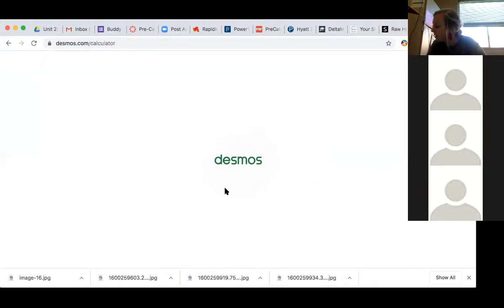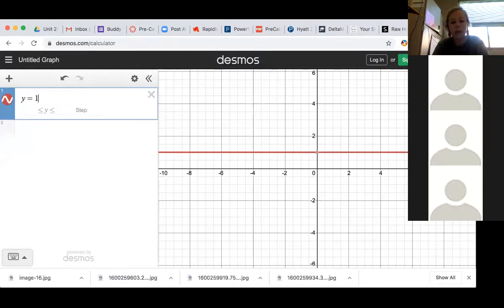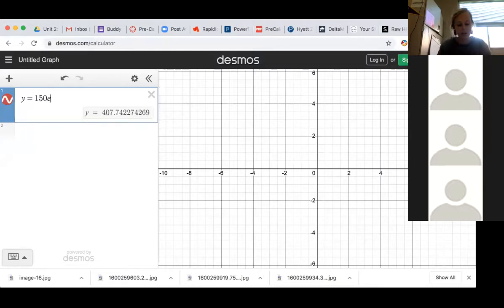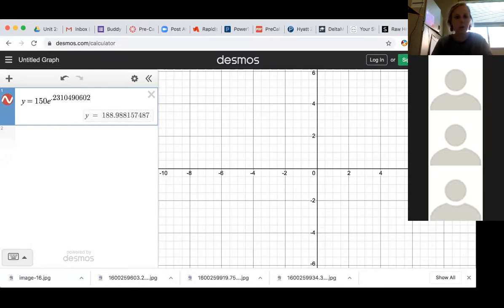All right, so it says, when will the biologists have a population of 5,000 bacterium? So what you can do, since we just found the rate, of course you won't round it, but you can type in y equals the initial 150 E, and then the exact rate was, let's see, natural log of 4 over 6. The exact rate was 0.2310490602, and then X. So that's my equation solved for the rate that they gave me.